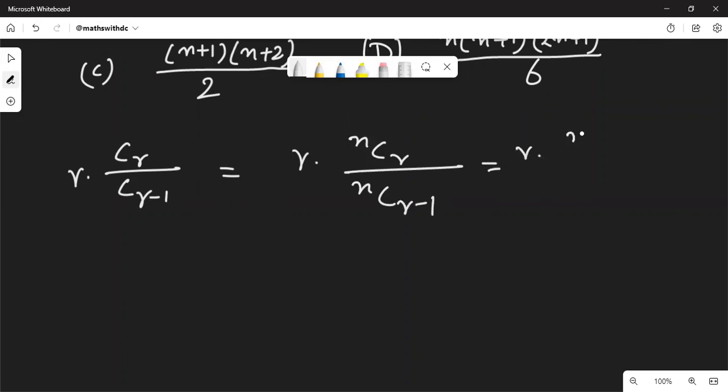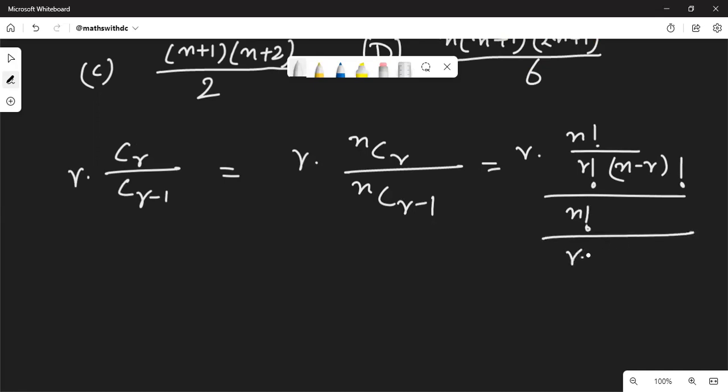So R times nCr is n factorial over R factorial and (n minus R) factorial. And nC(R minus 1) also, that is n factorial divided by (R minus 1) factorial and (n minus R plus 1) factorial, where n minus (R minus 1) is n plus 1 minus R. Now we can write this a little bit here.